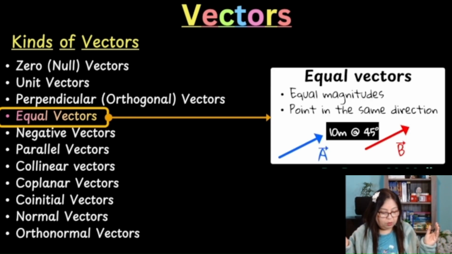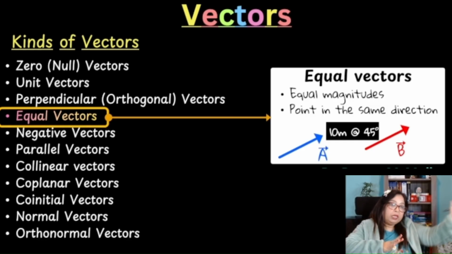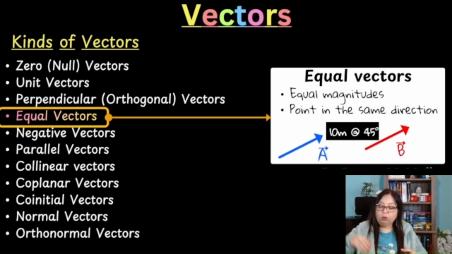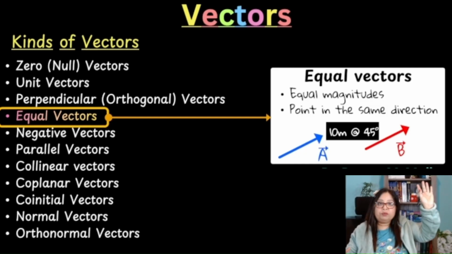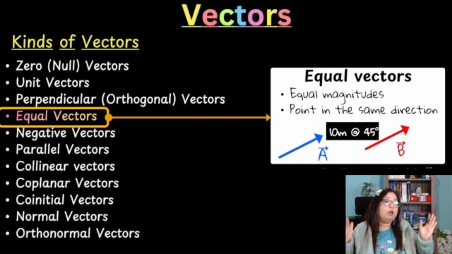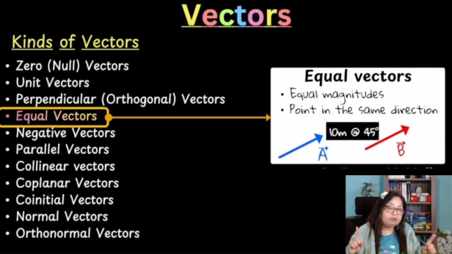Okay, here's an example. We have two vectors, A and B. They're both 10 meters in length and at 45 degrees. So they don't have to be right on top of each other. They could be wherever in space. One could be here, the other could be on Mars if you want. But as long as they're oriented in the same direction and have the same magnitude, they're the same vectors.